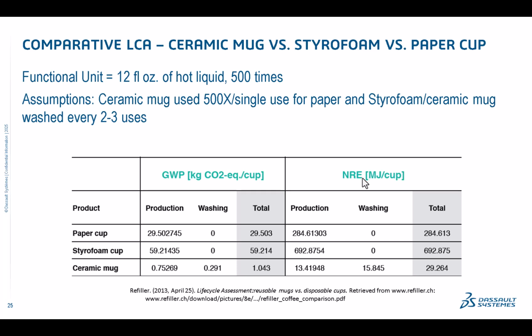So these are the results of a life cycle assessment comparing paper cups to styrofoam cups to ceramic mugs using that functional unit. On the left-hand side, we see the greenhouse gas emissions associated with consuming 500 paper cups or 500 styrofoam cups, or using one ceramic mug and washing it frequently. And we see that the ceramic mug still comes out way ahead, even considering environmental impacts associated with washing the ceramic mug. On the right-hand side, we see the non-renewable energy consumption associated with producing 500 paper cups or 500 styrofoam cups or one ceramic mug.